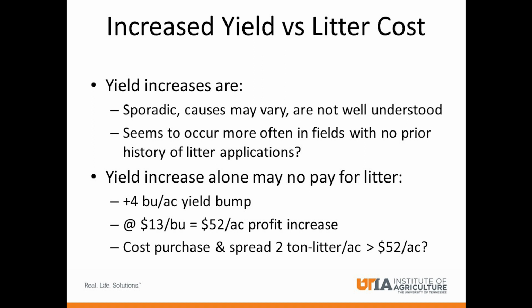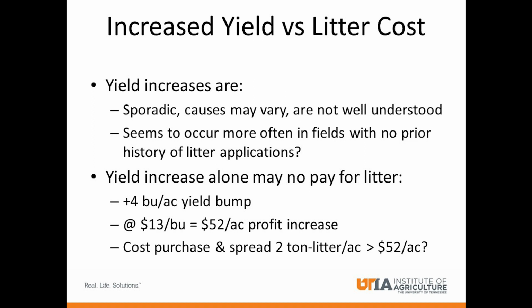But if you look at this and you're assuming, okay, $13 a bushel, I get $50 more an acre for production. If I compare that with my cost for the litter, and I honestly have no idea what litter goes for in this region of North Carolina, but I would suggest it's somewhere around $50 a ton would be my guess. You can't justify the use of litter on soybeans with just this yield bump that may or may not occur. I think that's the take-home message here.